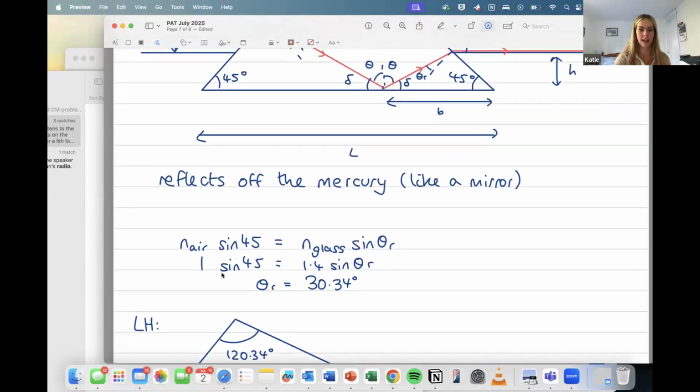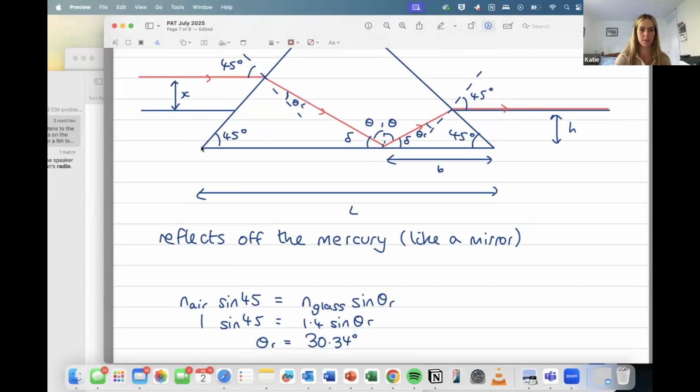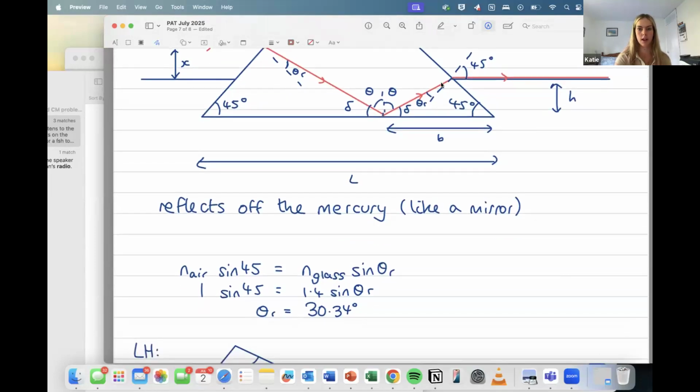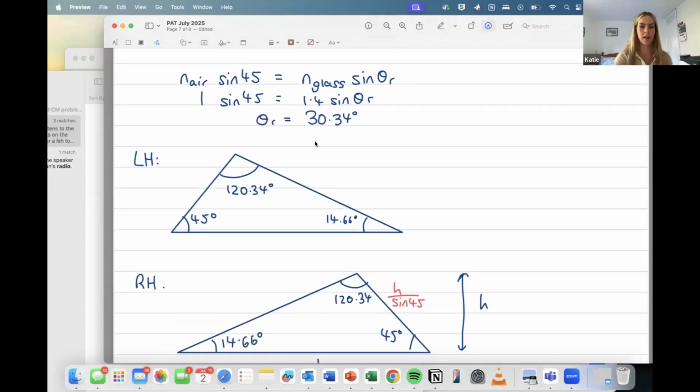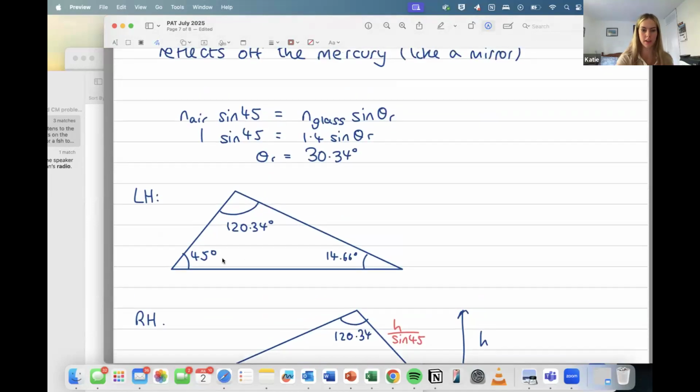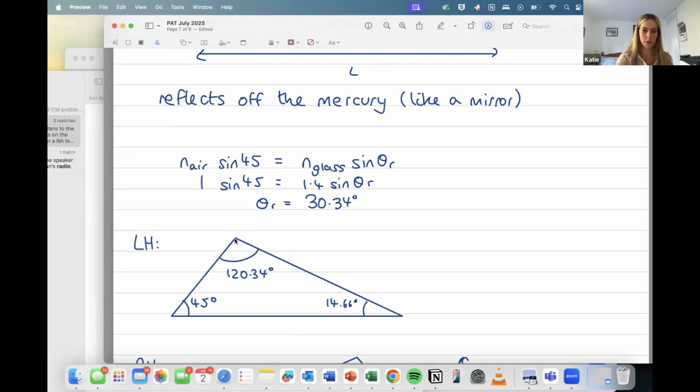So this first one is this left-hand triangle, which is this point to this point to this point. And then later on, I'm going to use the right-hand triangle, which is this triangle. So this is our first left-hand triangle. We've got 45 degrees from the corner of the glass block. We've got this, which is made up of 90 degrees plus the 30.4 degrees, this part here.